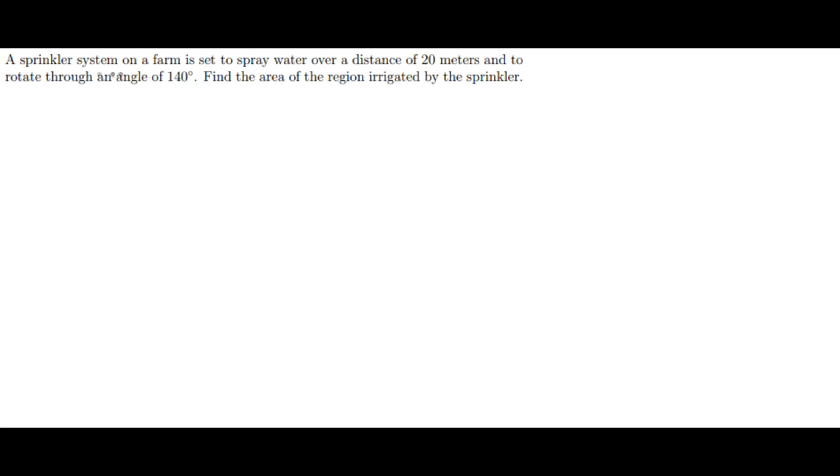So let's see. The sprinkler system on a farm is set to spray water over a distance of 20 meters, let's underline that, and to rotate, so we know it's going to move through an angle of 140 degrees. Now we want to find the area of the region irrigated by the sprinkler. So we know it goes over a distance of 20 meters through an angle of 140 degrees, but it's not limited to that because it's rotating.